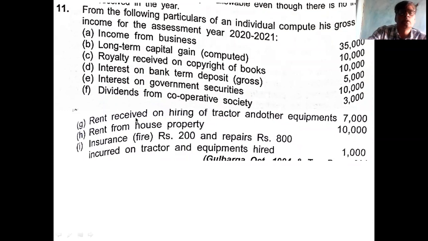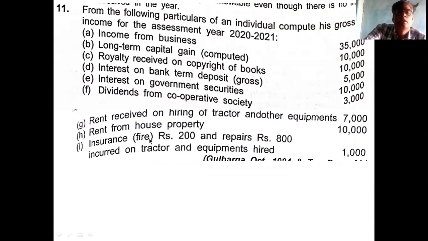Then you see the first one, income from business. Is it the first head, second head, third head, or fourth head? Which number? Yes, anybody? Income from business. Out of 5 heads, which head do you have to take it in? Income from business. It is the third head income.